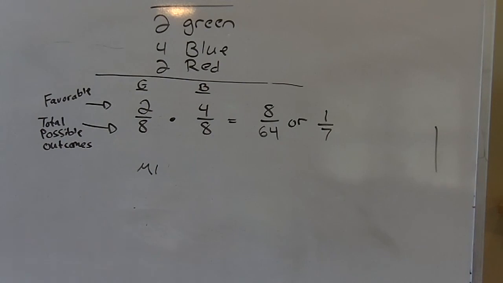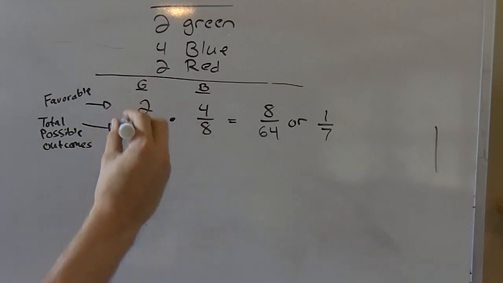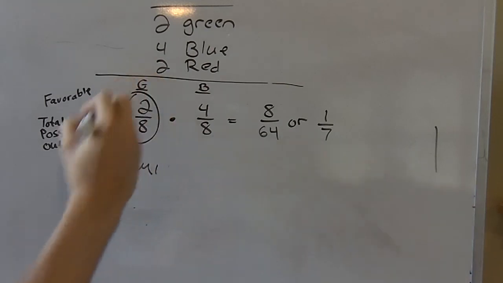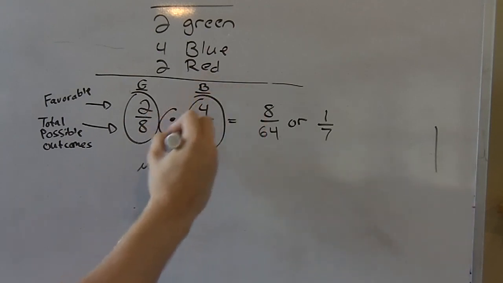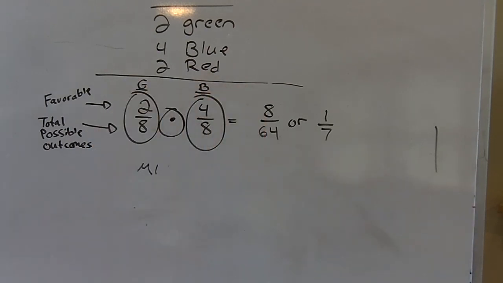Okay? So, again, pause the video, take some notes. But all you do is you take the simple probability for the first pull and the simple probability for the second pull, and you multiply them together. And I explained why that works. If you have any questions, let me know.